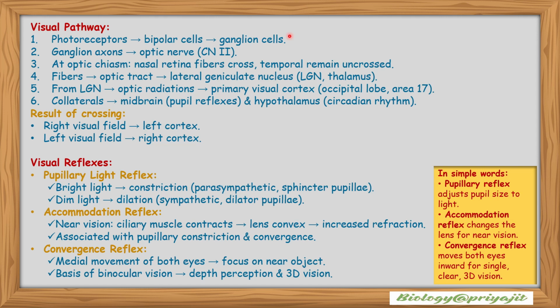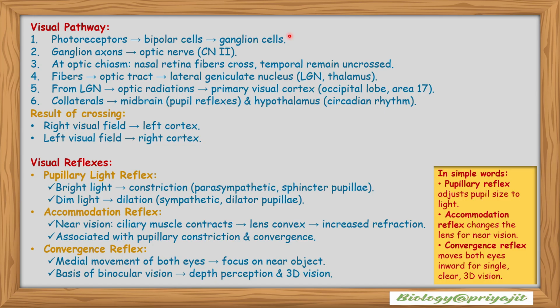Some fibers also branch off along the way to the midbrain for controlling pupil reflexes like constriction in bright light, and to the hypothalamus for regulating day-night cycles or circadian rhythm. Because of the crossing at the optic chiasma, the right visual field is processed in the left visual cortex.